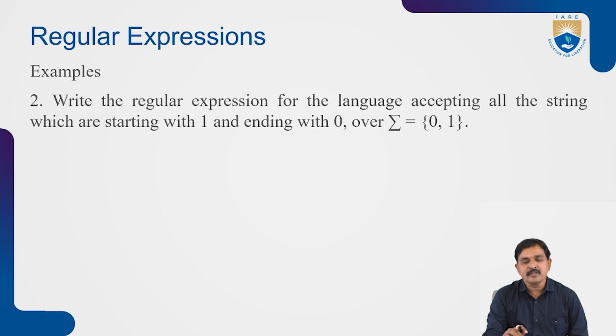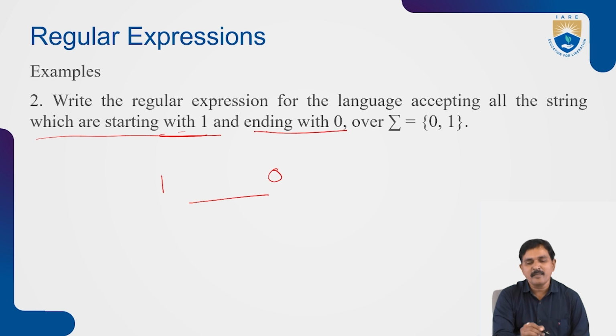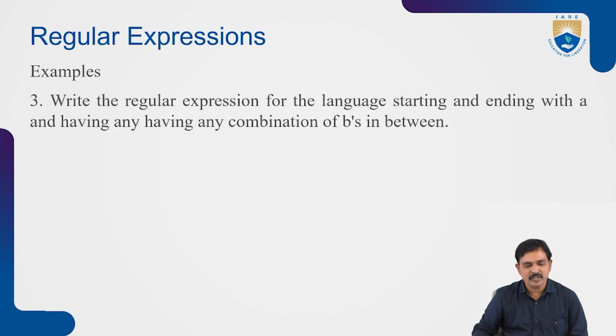Another question: what is the regular expression for the language accepting all the strings starting with 1 and ending with 0? Here there is a constraint. The starting symbol is 1 and the ending symbol is 0. Between 1 and 0 it may be any symbols, any string, which is defined by the expression (0 plus 1) star. So finally the answer is 1 (0 plus 1) star 0, as per the given question, starting with 1 and ending with 0.